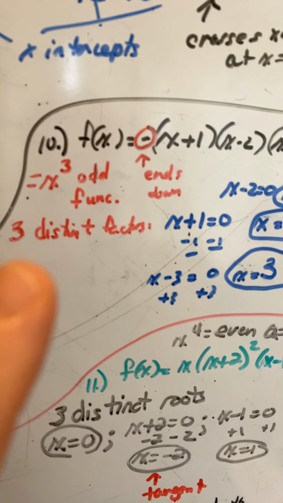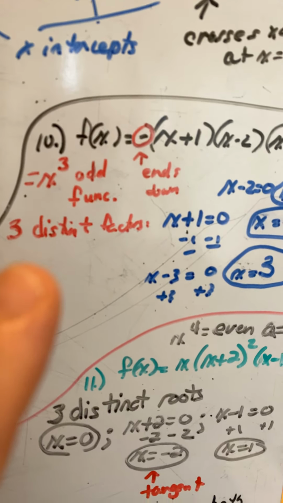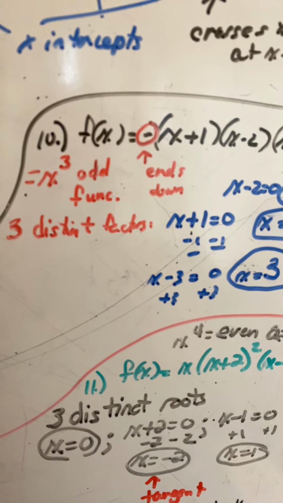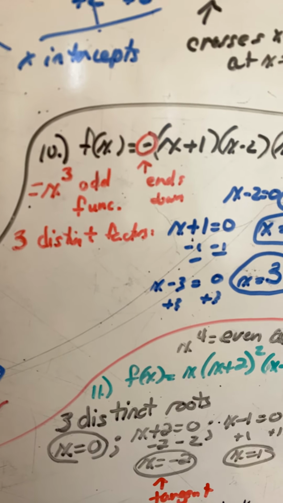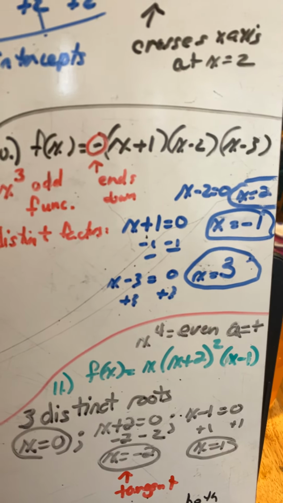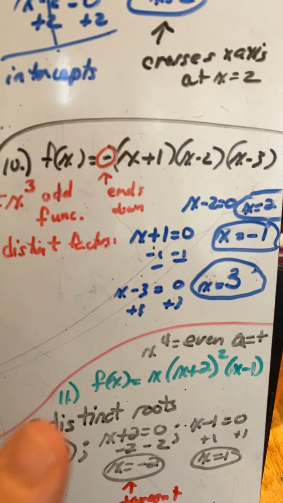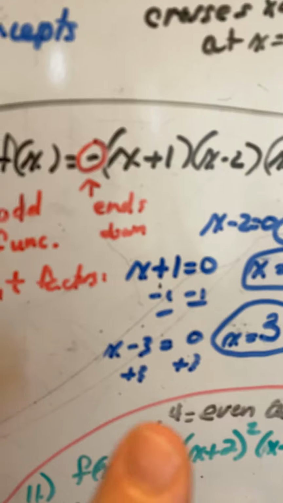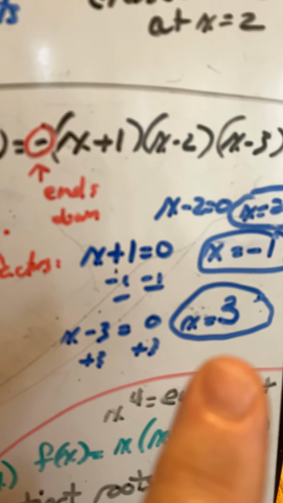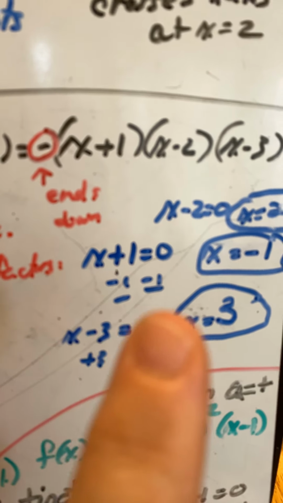What does an odd function tell me? That odd means opposites. So I know that one arm is up and one arm is down. What else do I know? I have three distinct factors. I'm going to set each of those factors equal to 0. So I have x minus 3 equals 0. I'm going to add 3 to both sides. X equals 3. X plus 1 equals 0.